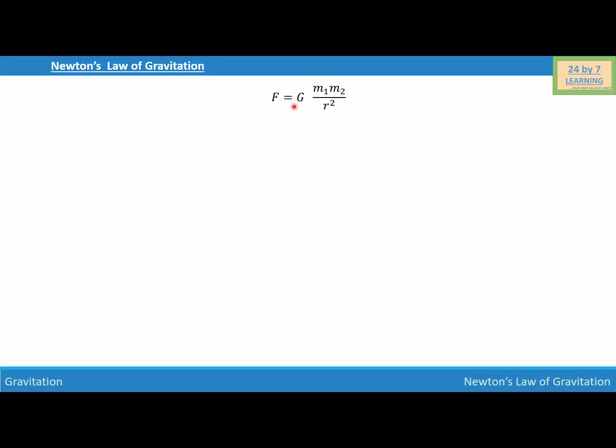law of gravitation, where G is known as the universal gravitational constant, and the value of G is 6.67 times 10 to the power negative 11 Newton meter square per kilogram square. So basically this is Newton's law of gravitation, where G is the universal gravitational constant, m1 and m2 are the two masses, and these two masses are separated by r distance apart. And this is how we define Newton's law of gravitation.